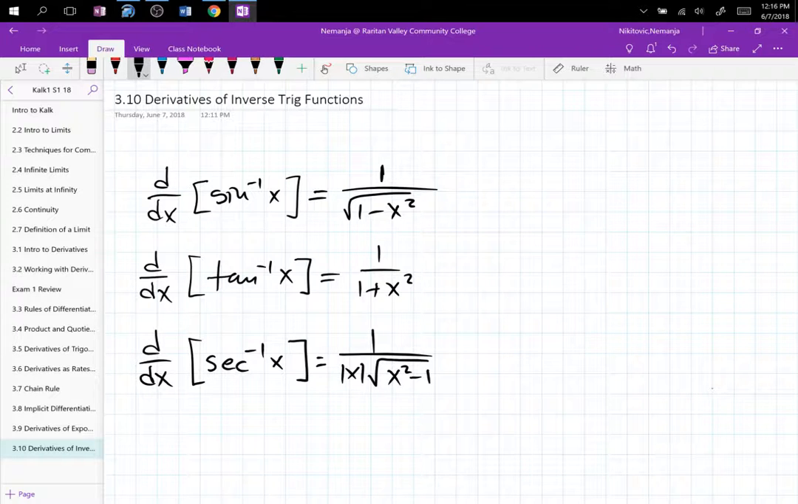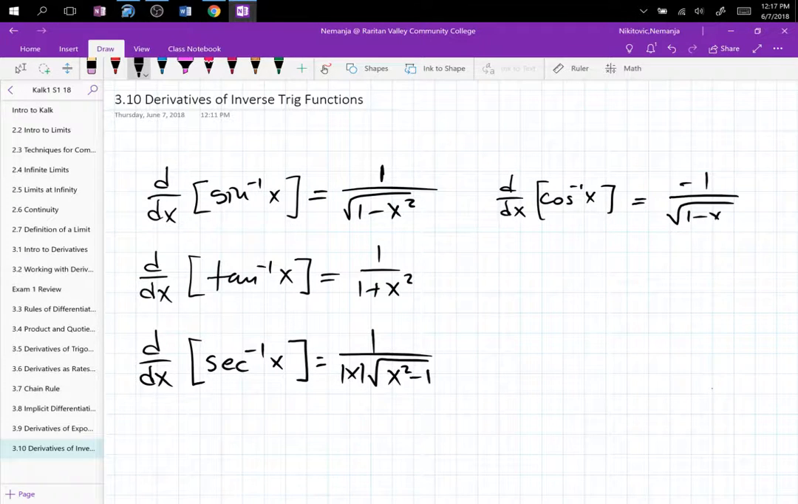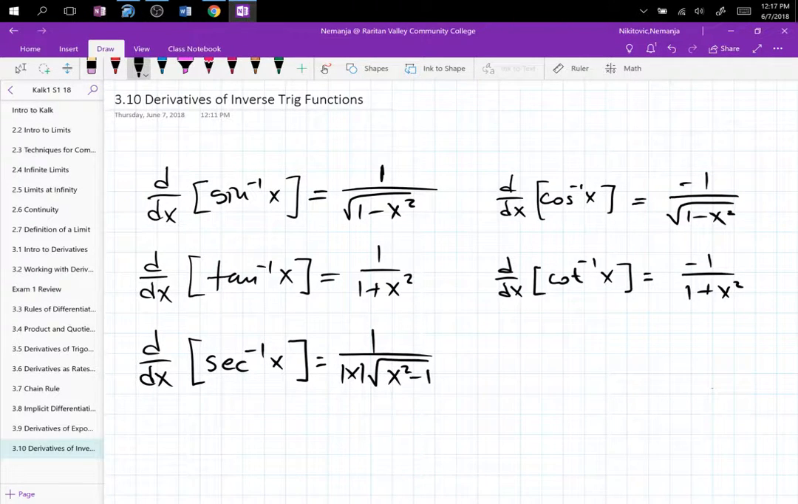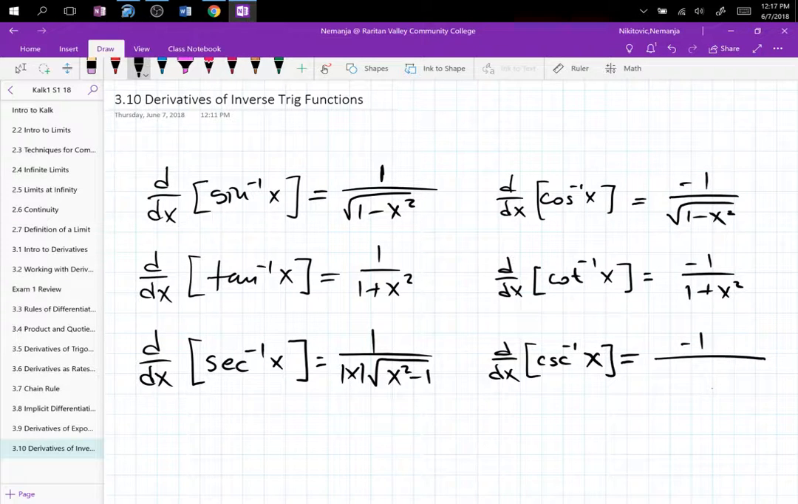So easy. What's the derivative of cosine inverse of x? Copy what you have for sine and put negative 1 on top. And that goes for all of these. You just make the ones negative and copy everything. So the derivative of cotangent inverse of x is negative 1 over 1 plus x squared. And the derivative of cosecant inverse of x is negative 1 over absolute value of x times the square root of x squared minus 1.